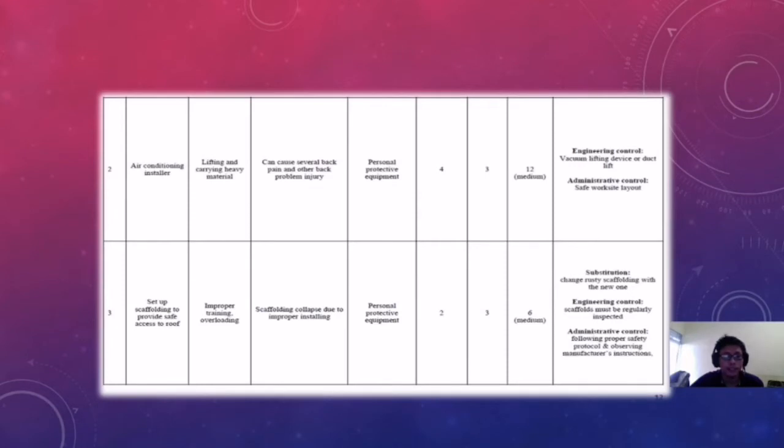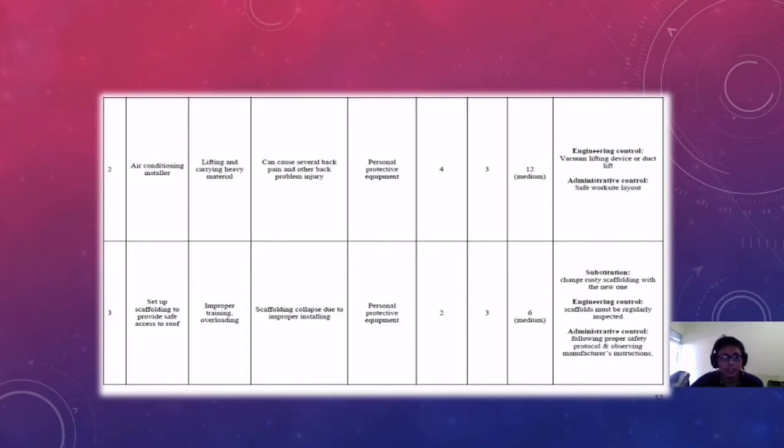Second, air conditioner installation. The hazard is lifting and carrying heavy material. The risk is 12, medium. The control measures are engineering control, a vacuum lifting device or duct lift, and administrative control, a safe work site layout.